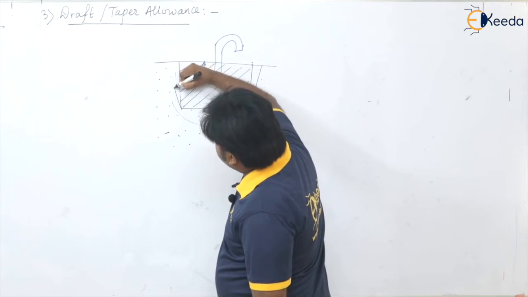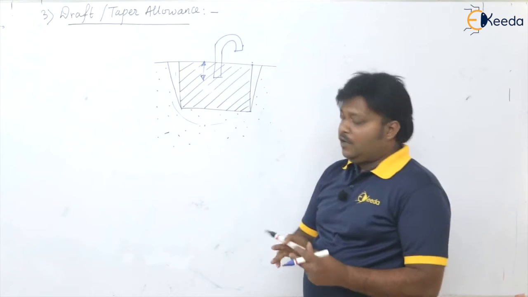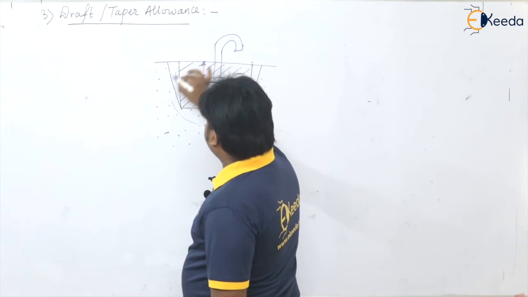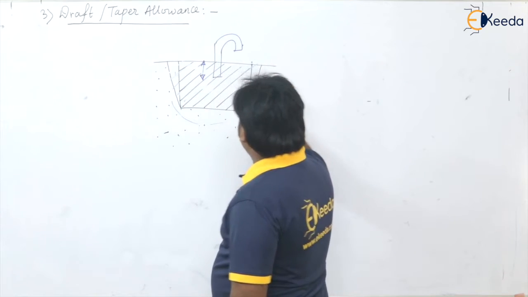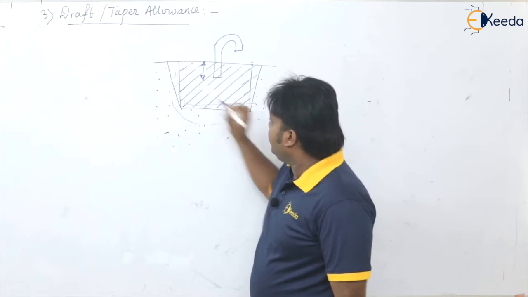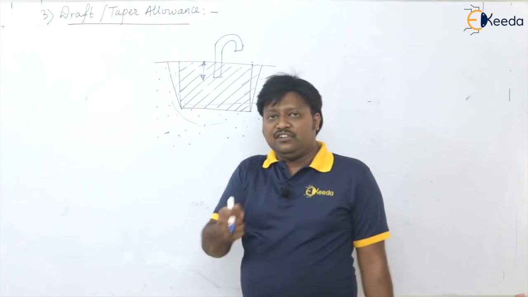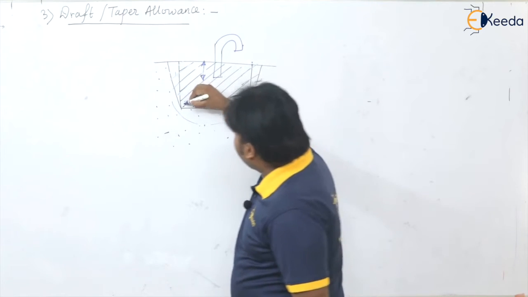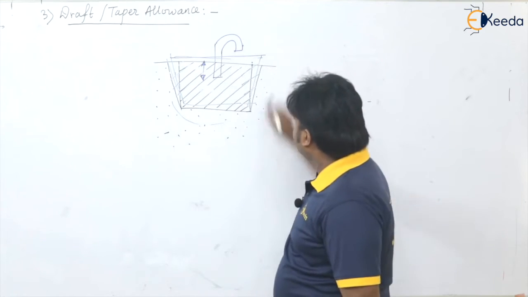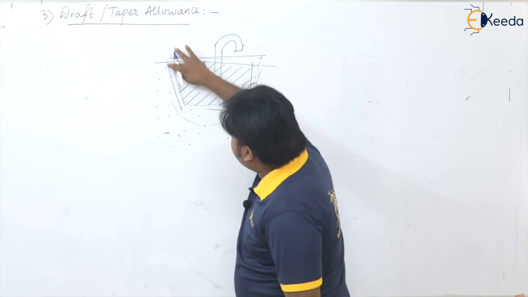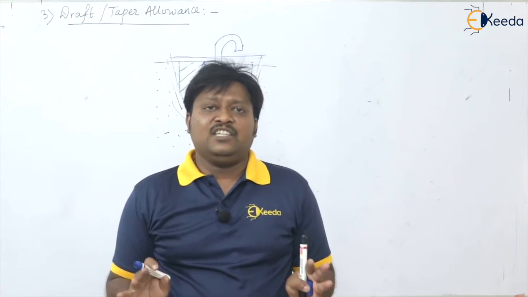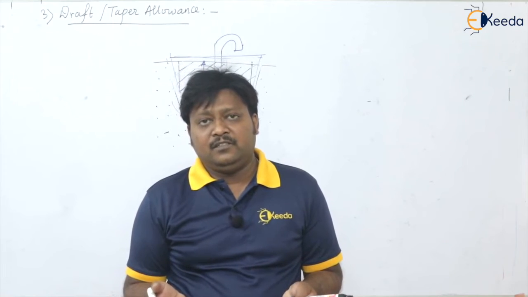Okay, we have provided here some taper or draft. Now because of provision of this draft, what happened? See, now this is your pattern. Now you just lift your pattern up to a certain height. Say I lifted to this height. As soon as you lift your pattern to a certain height, your entire pattern got free from this mold surface, isn't it? As soon as you lift the pattern, it is totally free from the prepared mold surface, and there is no chance of damaging that mold because of the human hand vibrations, isn't it?